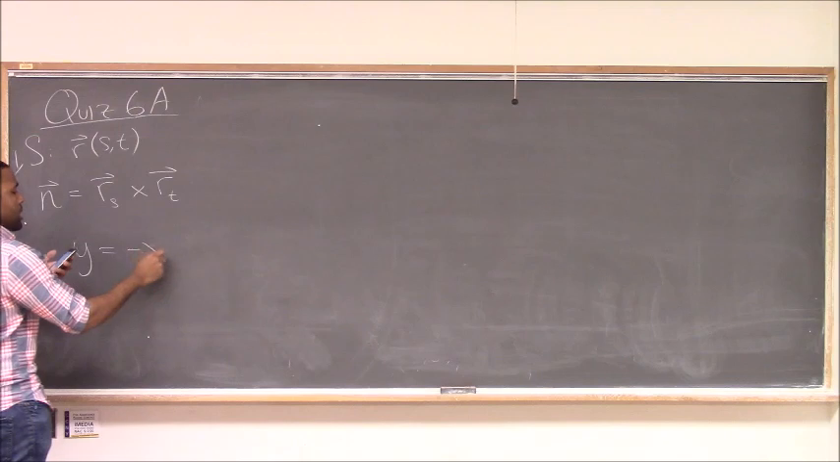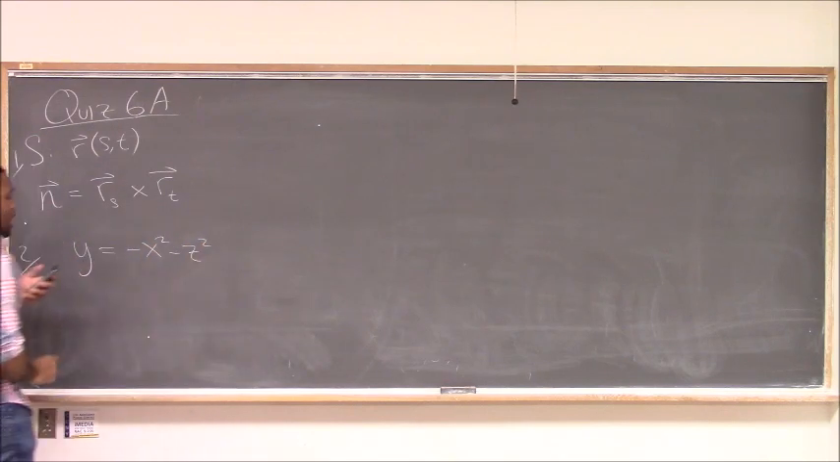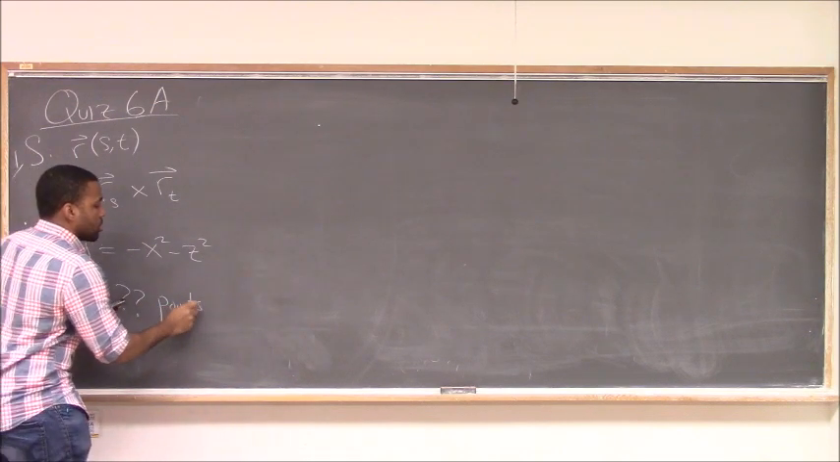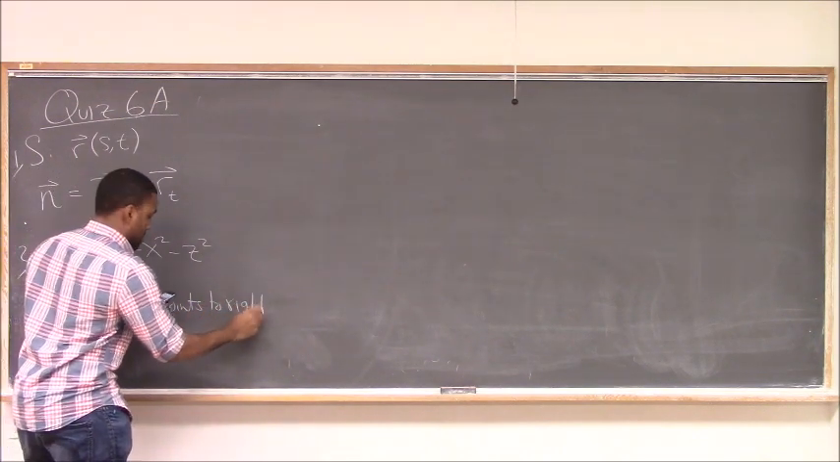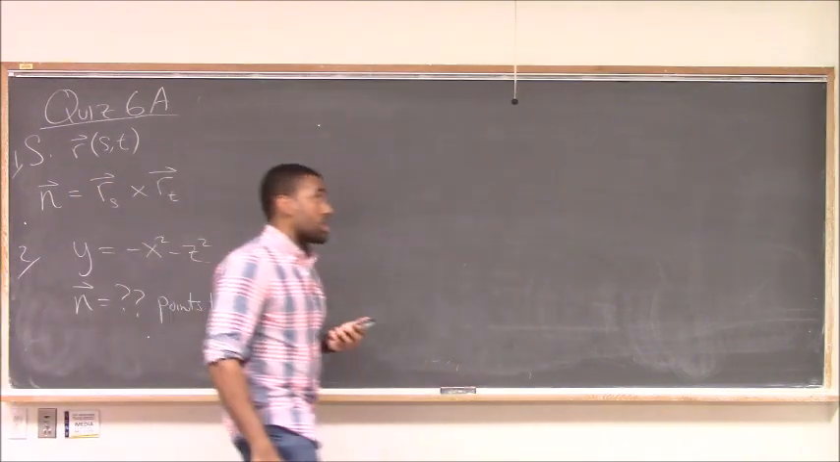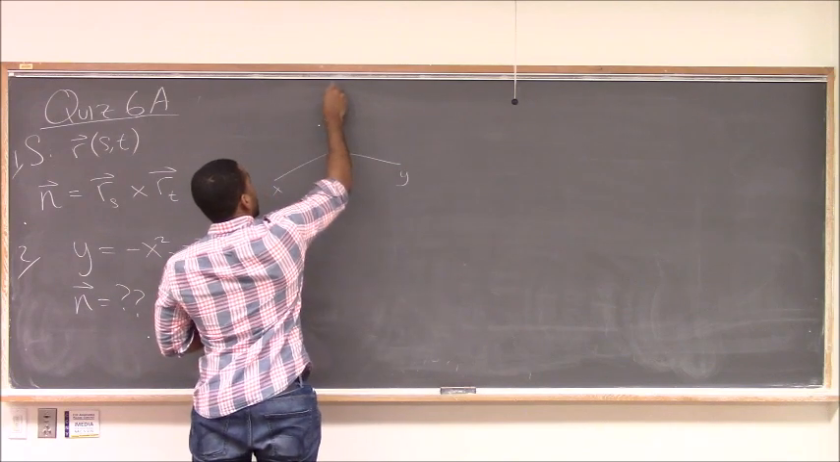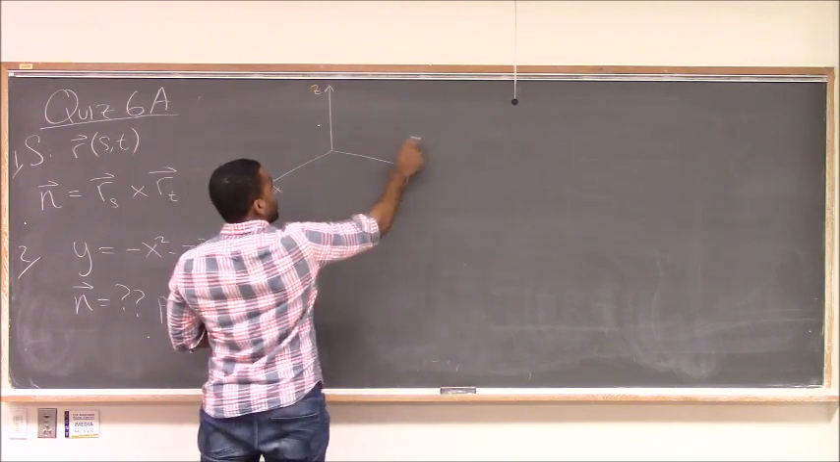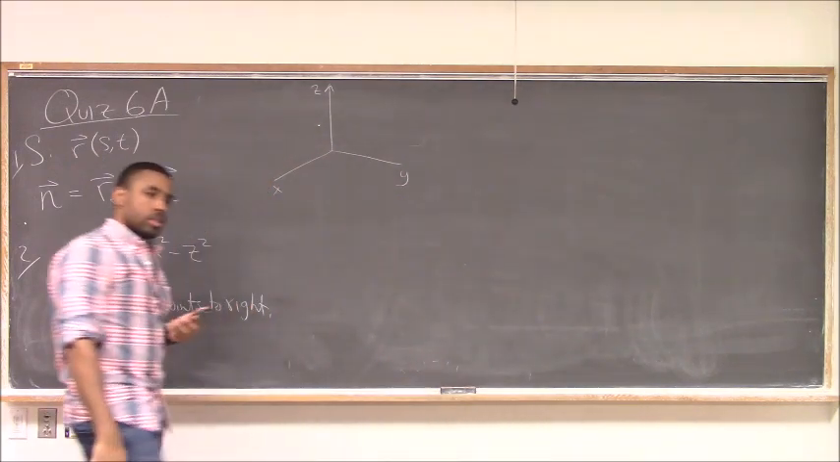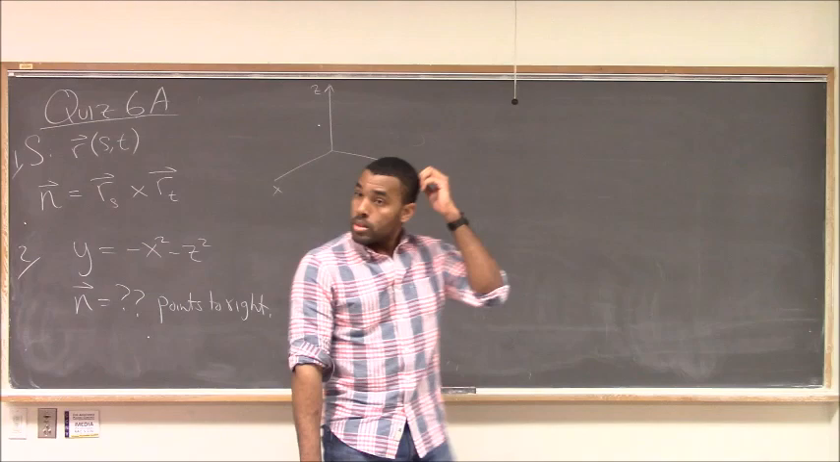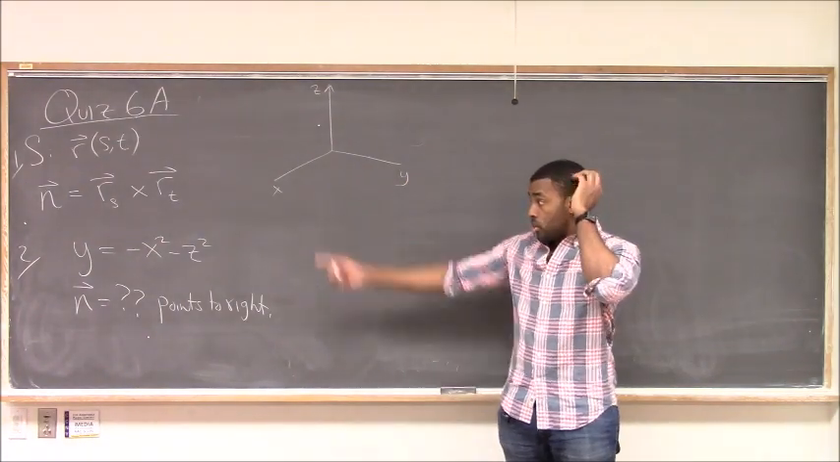So here's y equals minus x squared minus z squared. I want a normal vector that points to the right. And by points to the right, I mean in the general setup of how we use the axes. So that's your x, your y, and your z. So I want a normal that points generally in that direction. Your textbook sometimes describes up and down and right and left in terms of that sort of setup. So how do you go about it? How do you find the normal to that guy?